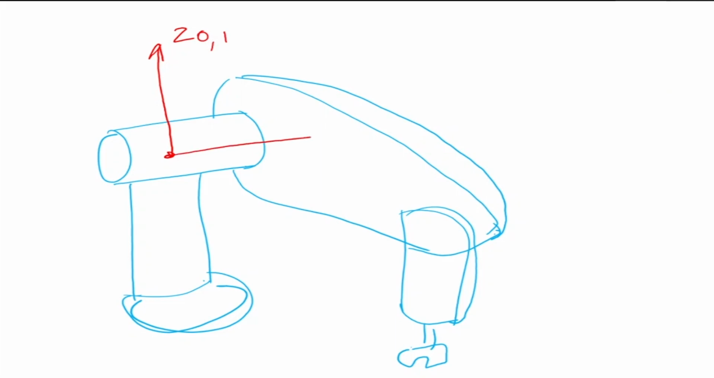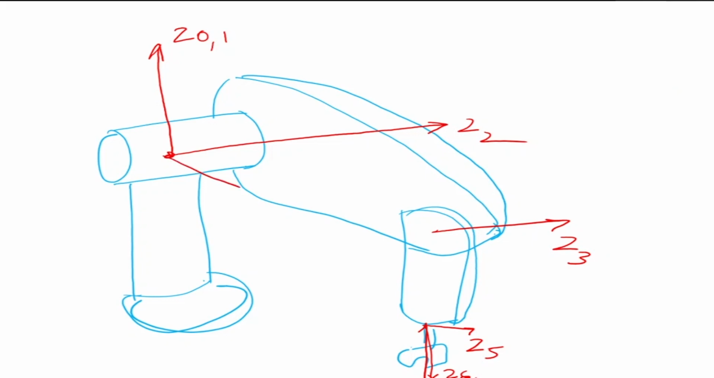The second axis is here, so this is my Z2. Z3 is here. Now Z4 is this one. Z5 is that side, and Z6 is also here. Now let's assign the x-axis. We see that Z0, Z1 are the same axis. Z2 is intersecting with Z1, so x is going to come outward. So x0, x1, and x2 are going to come like this. X3 is here. X4, x5, x6 are at the wrist.